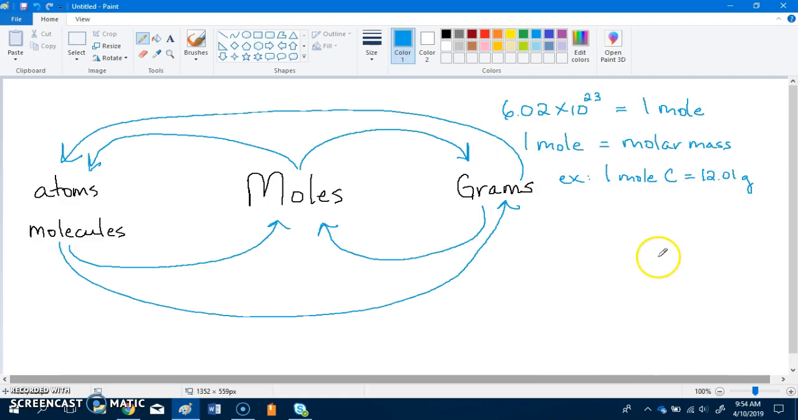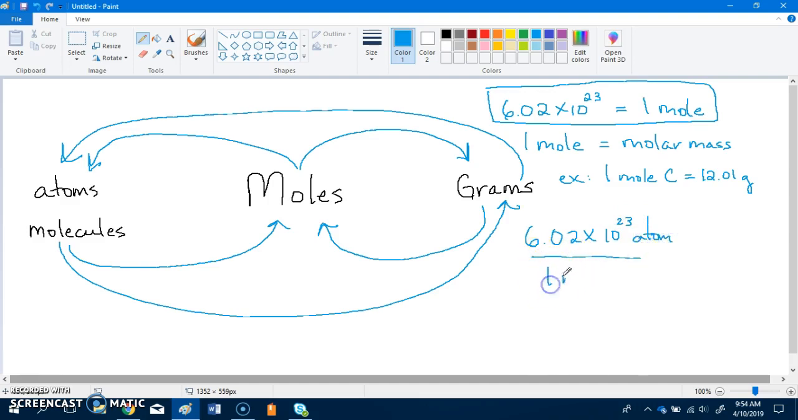All of these conversions can be set up as a conversion factor, which is a fraction. So if we're looking at this first one, you can set it up as a fraction of 6.02 times 10 to the 23 atoms over 1 mole. But you can also set it up as 1 mole over 6.02 times 10 to the 23 atoms. So conversion factors are fractions where you can flip the denominator and the numerator and still use the conversion factor. It's very, very effective no matter which way you put it.